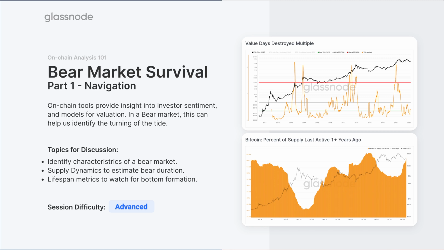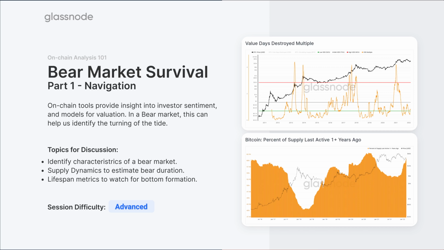So what we're looking for in this particular session is trying to identify the characteristics of a bear market. We'll look at some of the supply dynamics and how that gives us a gauge on the overall duration. How long do we expect this to actually carry on? And then we're going to use things like lifespan metrics of a number of constructions to really try and understand what a bottom formation may look like.